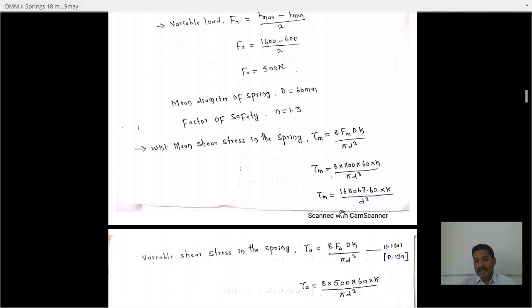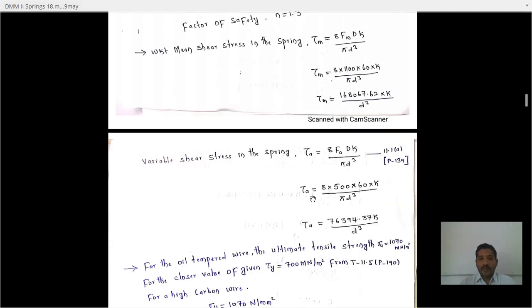K as it is as well as d cube as it is. From this mean shear stress, we are not getting the value of k and d cube. Please keep as it is. Okay. After that, the variable shear stress in the springs, or we can say amplitude shear stress in the springs, tau a is equal to 8 Fa into d into k by pi into d cube.